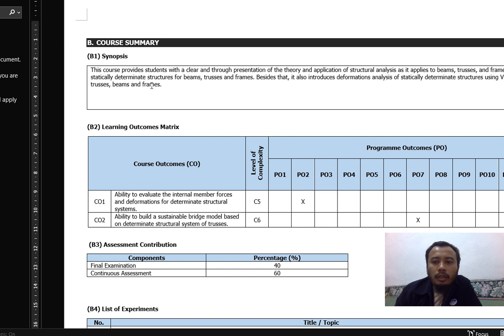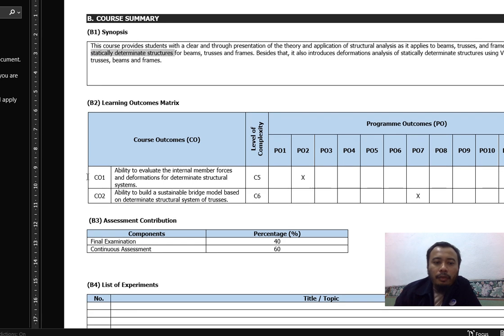Then it introduces analysis of statically determinate structures for beams, trusses, and frames. So you should be able to analyze statically determinate structures. Besides that, it also introduces deformation analysis, which we will learn in a later chapter, of statically determinate structures using the virtual work method for trusses, beams, and frames.